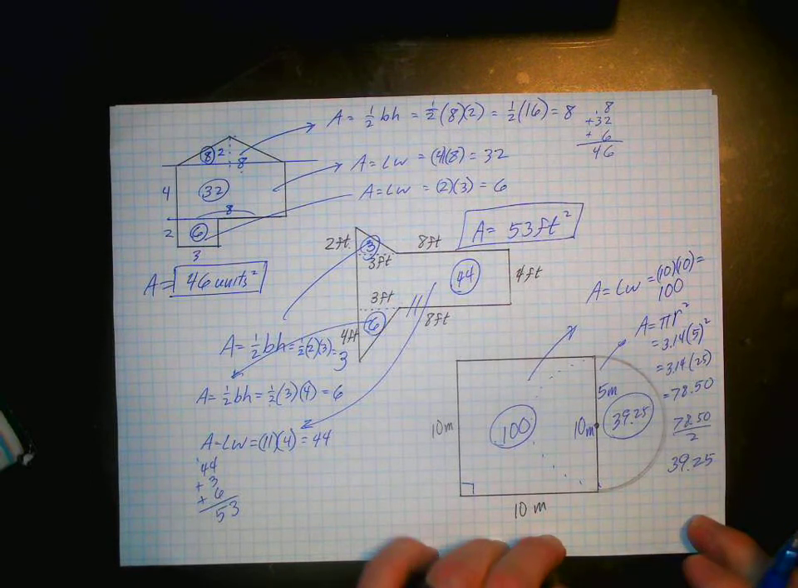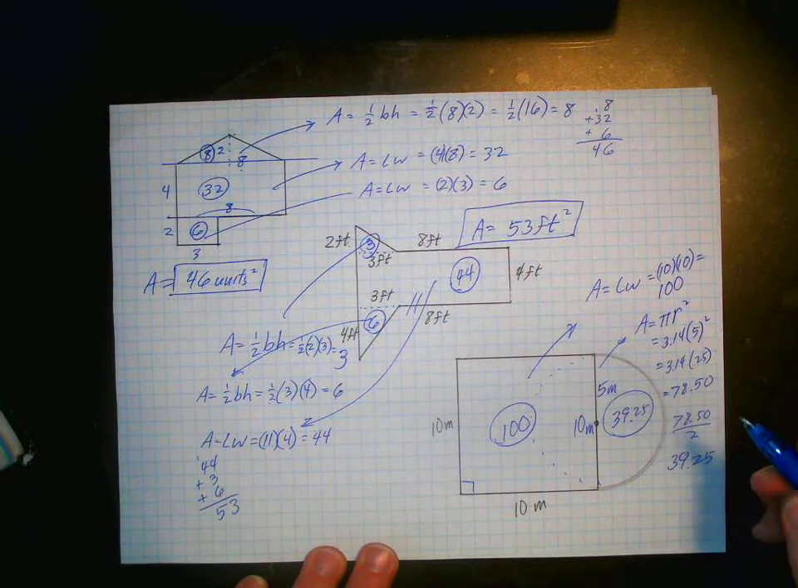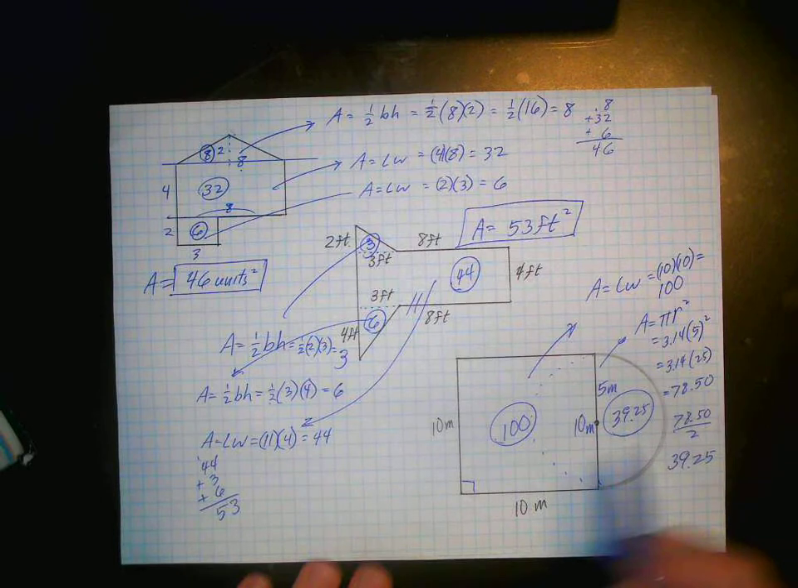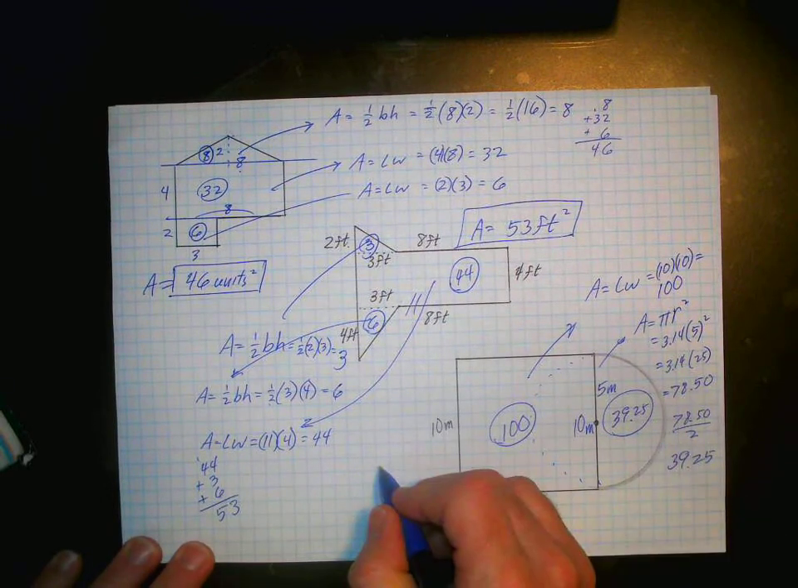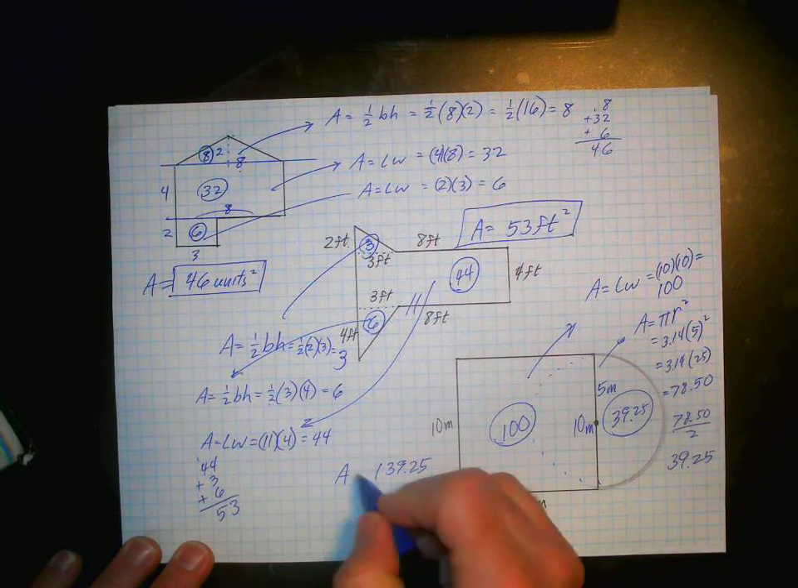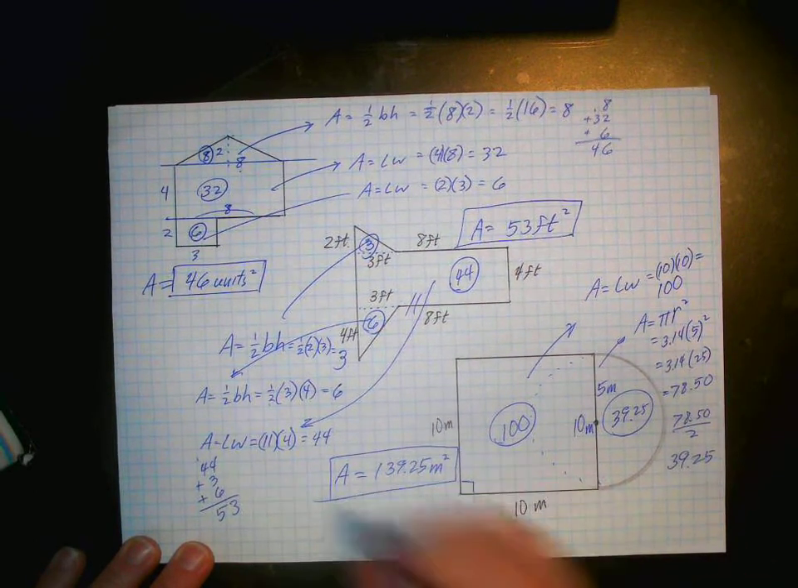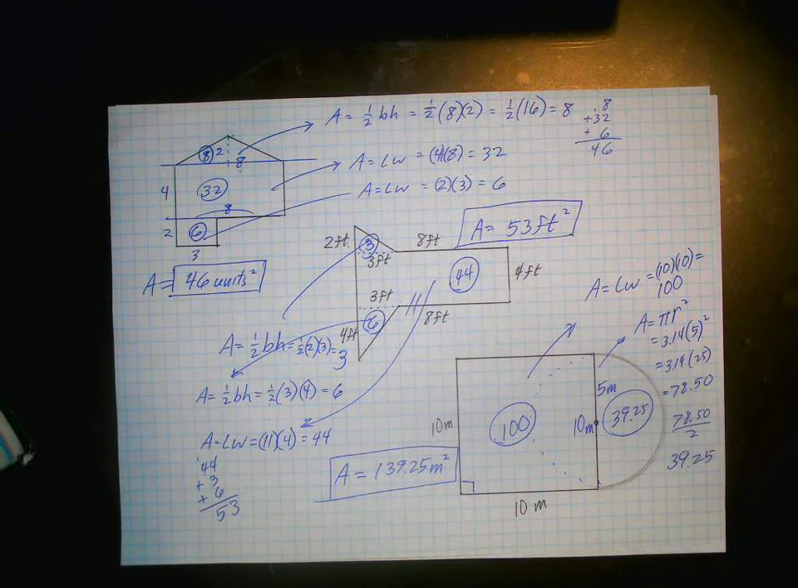There's my circle. Now, what am I going to do? I'm going to take my circled pieces and add them together. If we add these together, 100 plus 39.25 is 139.25. And it's meters. There I go. So, this is what I did.